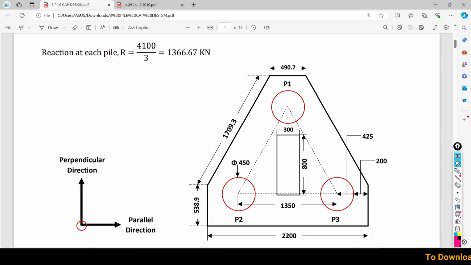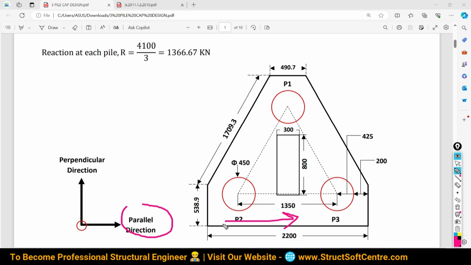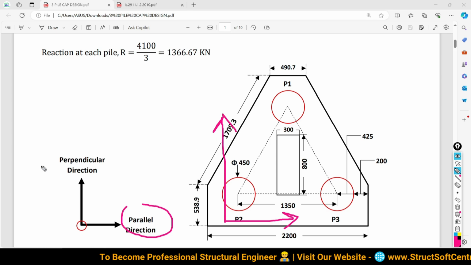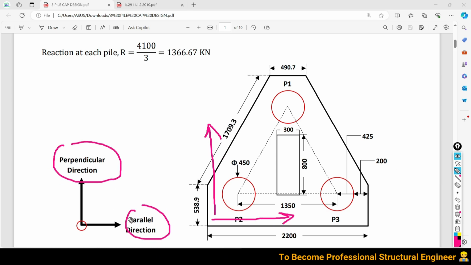In this way we have to do the calculation, and each pile has a diameter of 450 mm. Now let's try to understand the direction consideration. The pile cap in this direction we are going to call the parallel direction, and accordingly we will find the reinforcement. The pile cap in this direction we are going to call the perpendicular direction, and considering these directions we will do the further calculation. Hope that is clear to all of you.